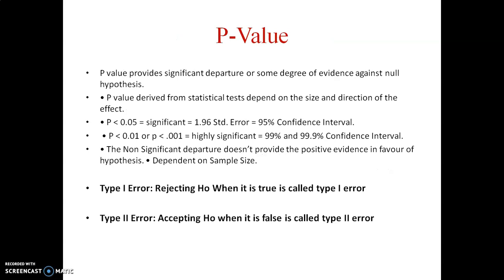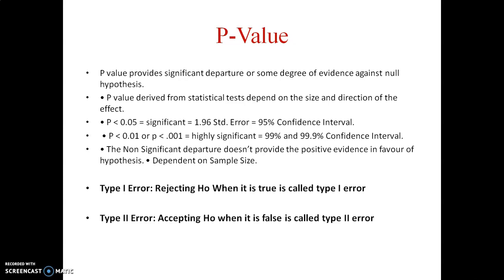Everyone has so many questions about the p-value. The p-value provides a significant departure or some degree of evidence against the null hypothesis. The p-value derived from statistical tests depends on the size and the distribution of the effect. A p-value less than 0.05 is significant, corresponding to 1.96 standard error of the 95% confidence interval. A p-value less than 0.01 is highly significant, the 99% confidence interval. A non-significant departure does not provide positive evidence in favor of the hypothesis. It always depends upon the sample size too.